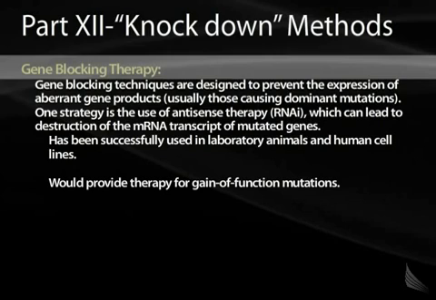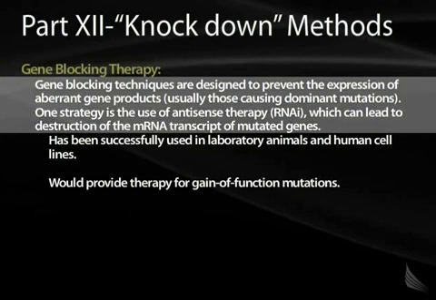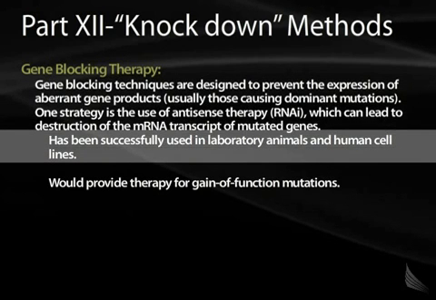Now, gene blocking therapy is kind of the reverse of that. Here, they're working on strategies to develop therapies for gain-of-function mutations. So the idea behind it is that we can prevent the expression of aberrant gene products. One strategy is the use of antisense RNA, or RNAi, which can lead to destruction of the mRNA transcript of mutated genes. So in this case, what we would be doing is looking to knock down transcription and translation of gain-of-function mutations. Now, this has been successfully used in lab animals and human cell lines, but hasn't been translated all the way to humans yet.